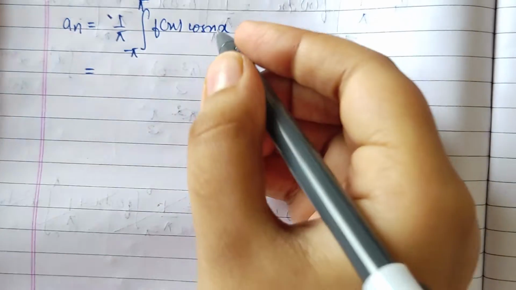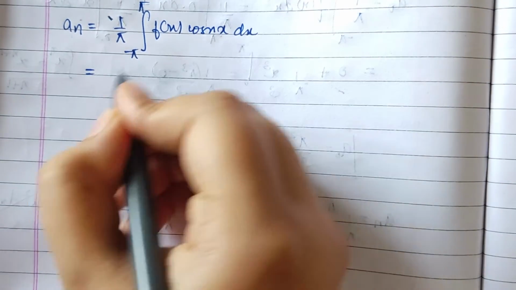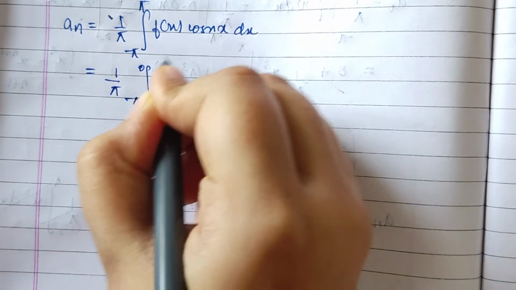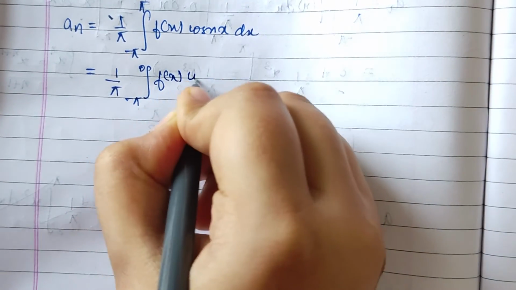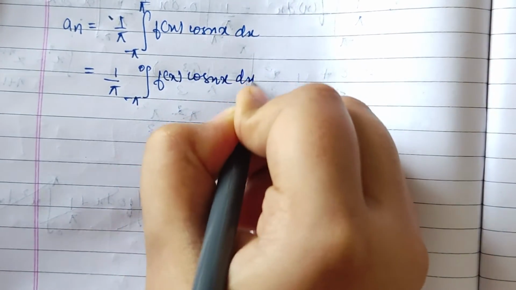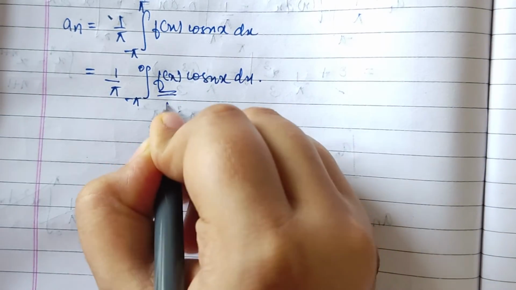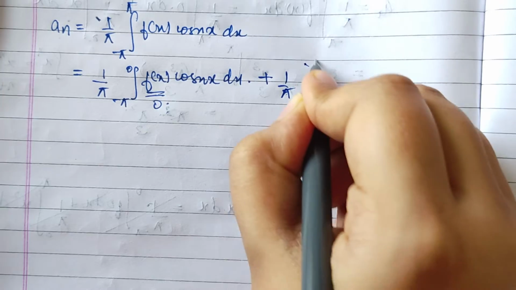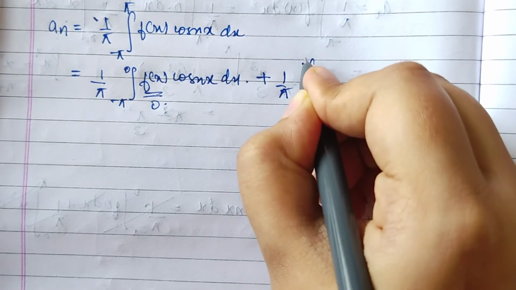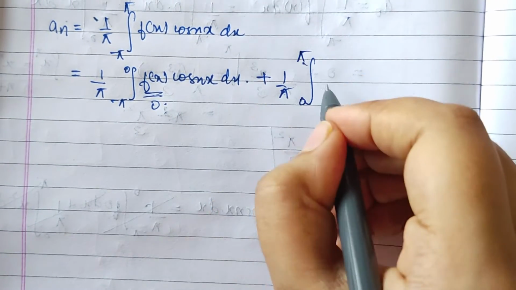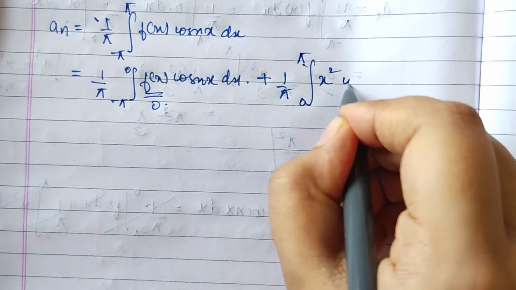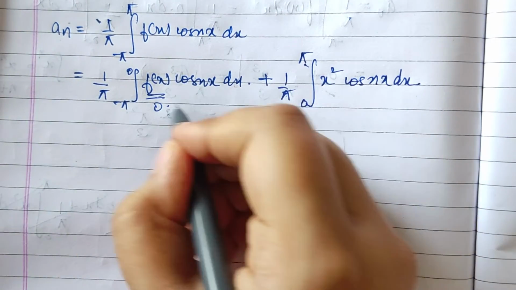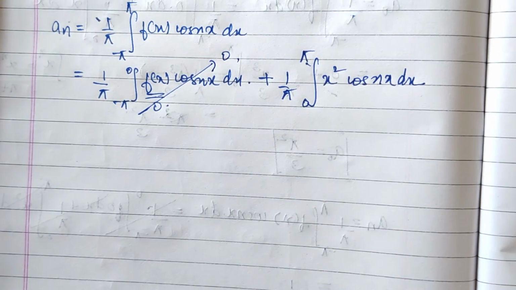So now let us find a n. This is the formula. We'll again be splitting the intervals from minus pi to 0. f of x cos nx dx. This f of x is nothing but equal to 0. Plus 1 by pi, definite integral of 0 to pi. What will this f of x be? x square cos nx dx. Right? Anything multiplied by 0 is nothing but 0.